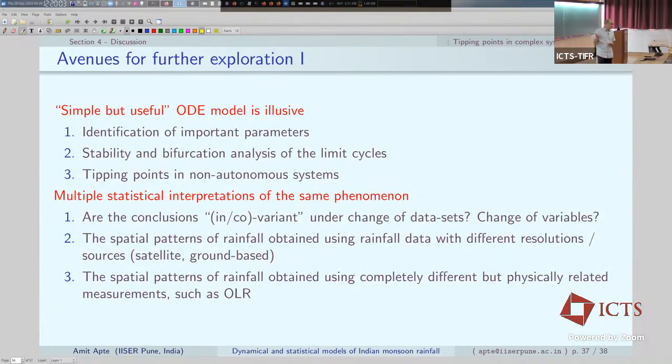As I said, the simple but useful ODE model is still elusive, in particular identifying important parameters in this model. Without a small number of parameters, we can't really do this stability bifurcation analysis in a 60-dimensional parameter space. Not going to be very useful. And in particular, these are really limit cycles. If we want to include realistic data sets in it, then these kind of ODE models will be non-autonomous, and so understanding tipping points in non-autonomous systems will be a nice mathematical problem to attach to this kind of work. And in terms of the statistical aspects, yeah.